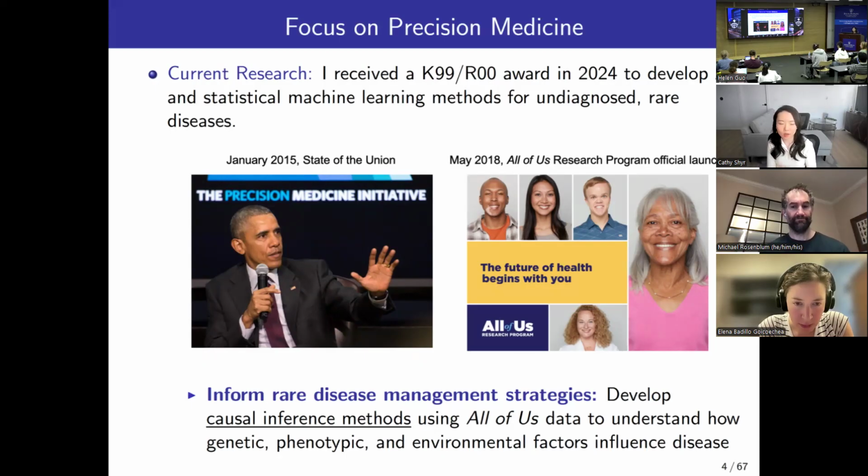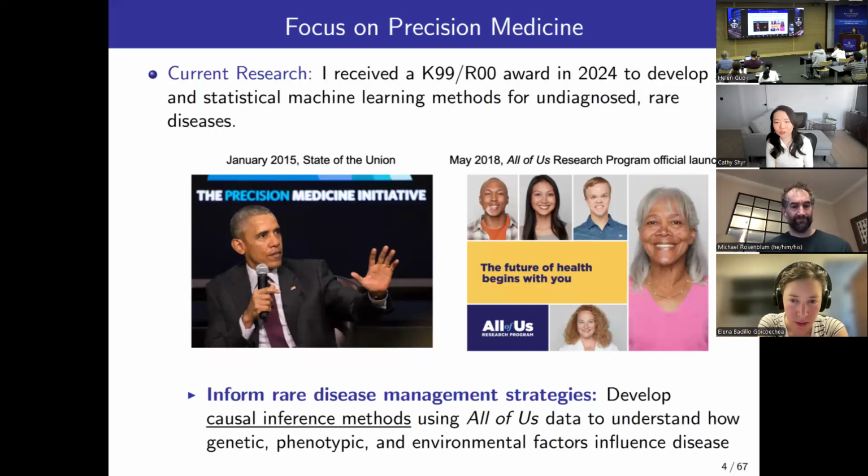So for folks on the call who may not be as familiar with the All of Us research program, it originally started as a precision medicine initiative almost 10 years ago now, back in 2015. And at the State of the Union, President Barack Obama really envisioned this program to be one of the largest and most diverse precision medicine cohorts that can revolutionize medicine. Fast forward 3 years, in May 2018, the All of Us research program officially launched and is seeking to enroll at least 1 million participants nationwide that reflect the diversity of the US.